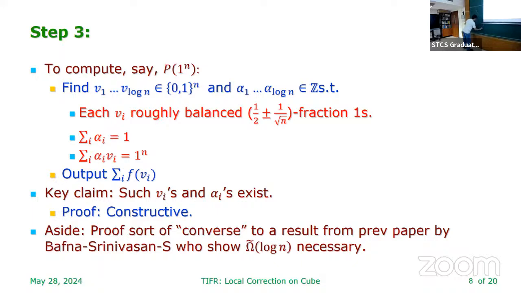So let's say I write down these vectors v1 to vl. These are 0, 1 vectors. We are looking at points in 0, 1 to the n. Each column has roughly half zeros and half ones. That's what we want. On the other hand, when I multiply it by some vector alpha 1 to alpha n, I'm getting the all ones vector. And the question is, can you get this?